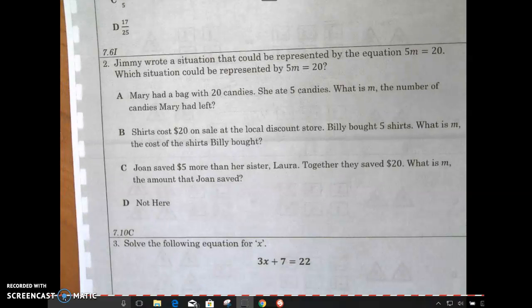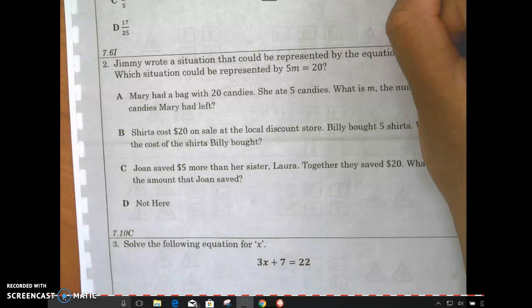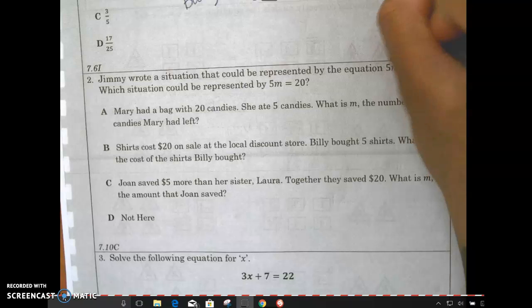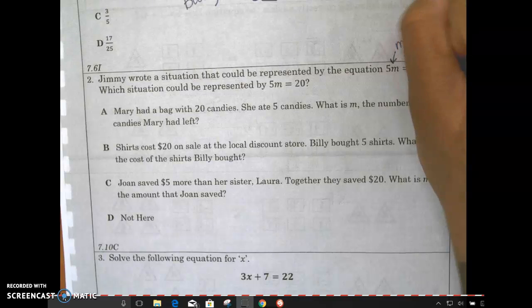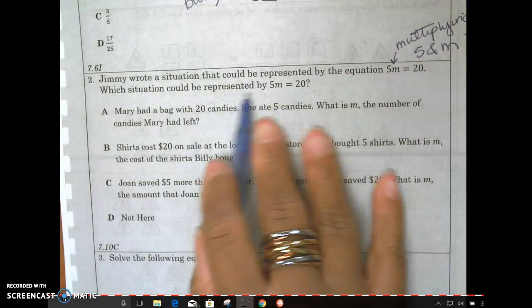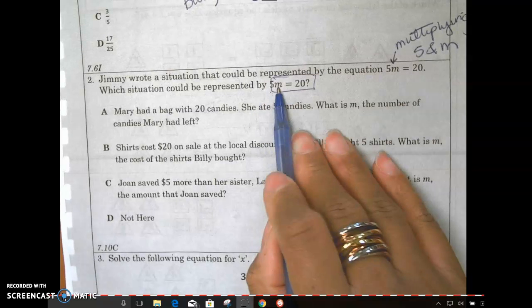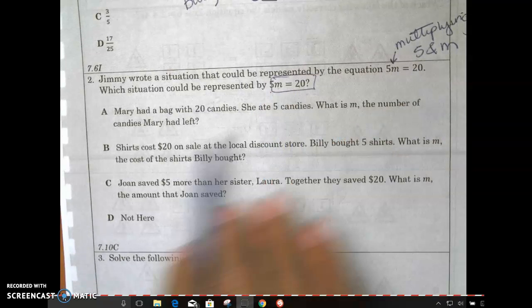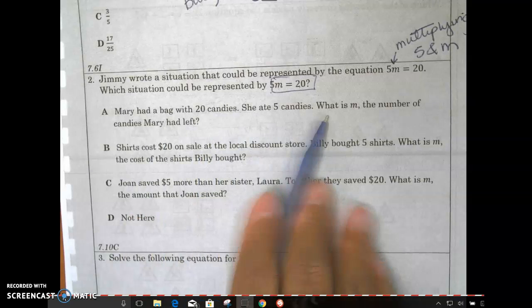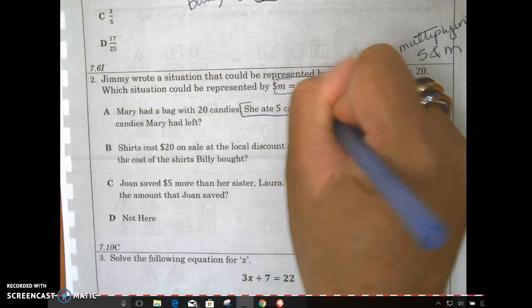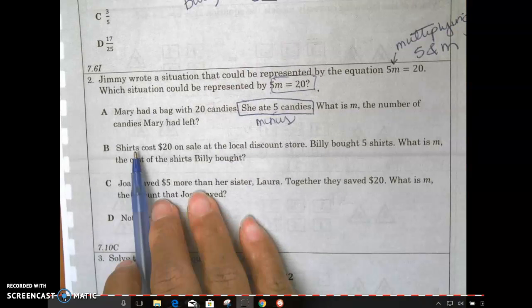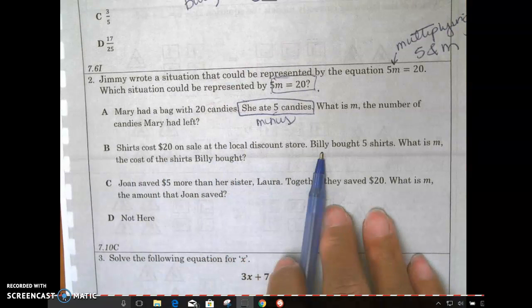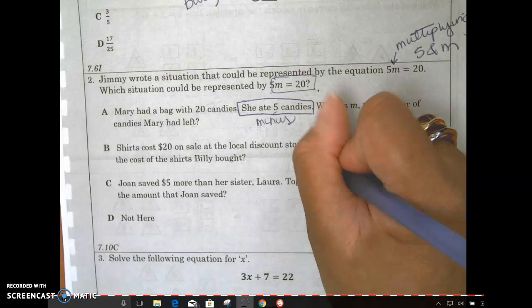Jimmy wrote a situation that could be represented by the equation 5m equals 20. What's happening to the 5 and the m? They're multiplying. Which situation can be represented by this equation? I'm getting 5 of something and it's going to end up being 20. Mary had a bag with 20 candies. She ate 5 candies. What does this mean if she ate 5? Minus. Do I have subtraction here? No. A shirt costs $20 on sale at the local discount store. Billy bought 5 shirts.